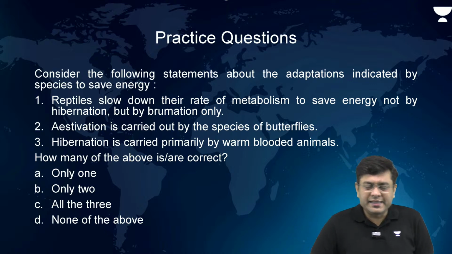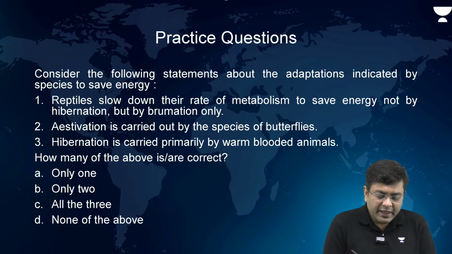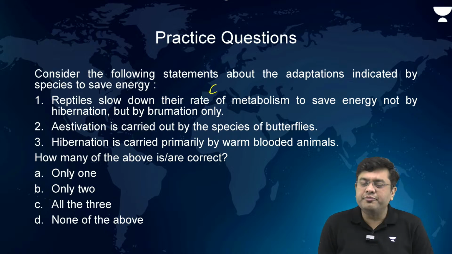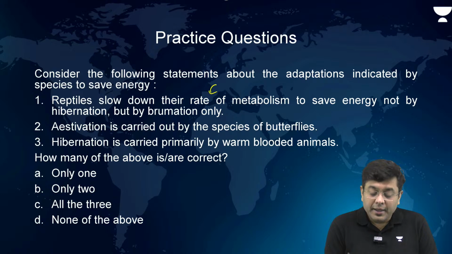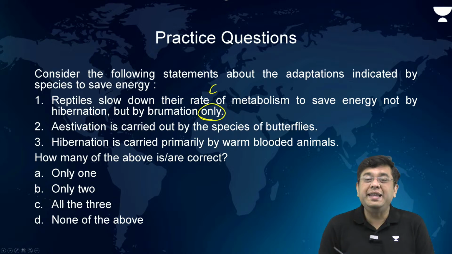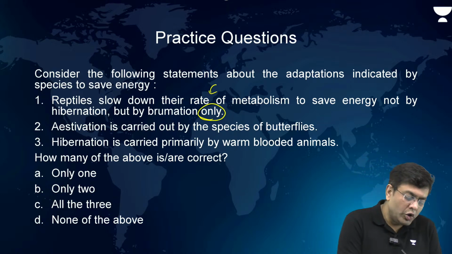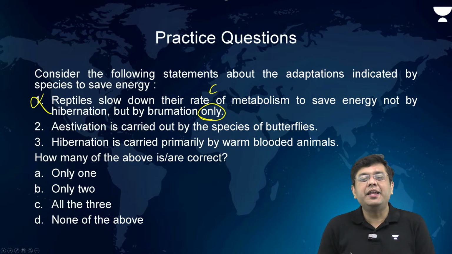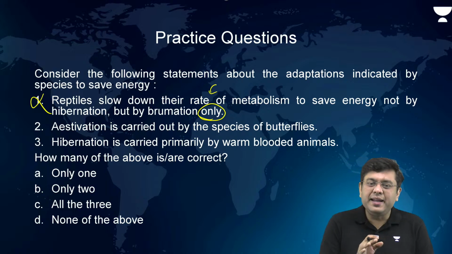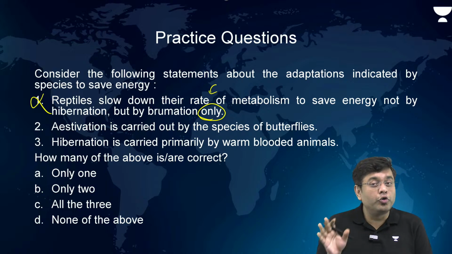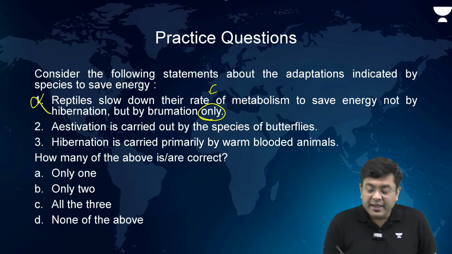So here, let us take a look at the first statement. Reptiles slow down their rate of metabolism to save energy, not by hibernation, but by brumation only. No. Only is an extreme term here. The reptiles can also go for estivation. Okay? In the desert areas, reptiles can also go for estivation.